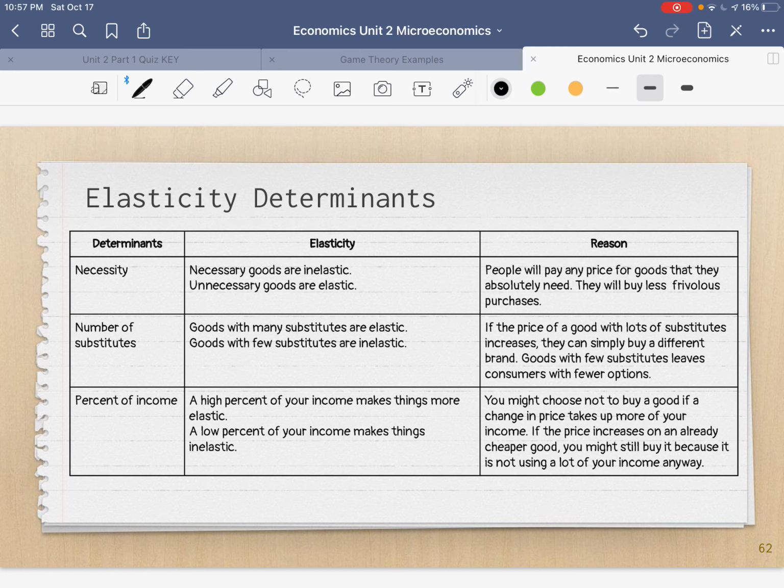Okay, all right. The opposite end of that spectrum, a low percent of your income, makes things inelastic. And the reason is if the price increases on an already cheaper good, you might still buy it because it's not using a lot of your income anyway. So think like goldfish crackers. So here's a goldfish cracker. Yum. Wow, that's a really poor representation. I'm sorry, goldfish, the snack that smiles back.